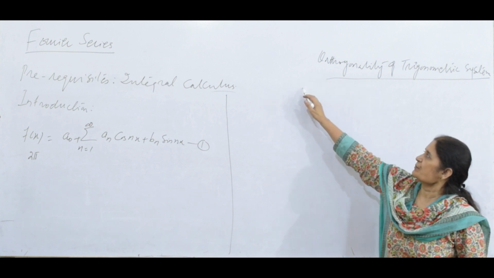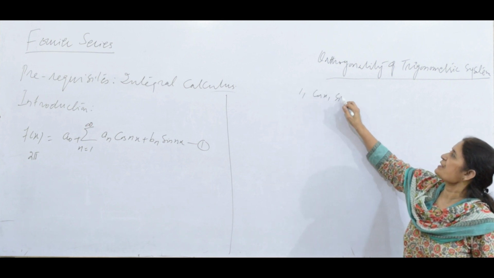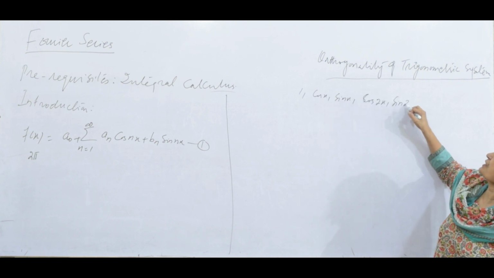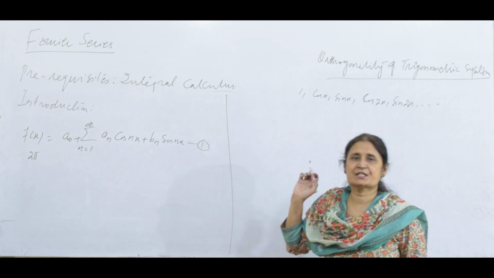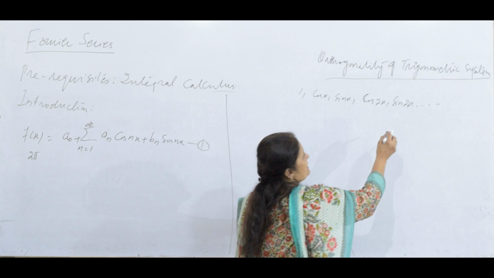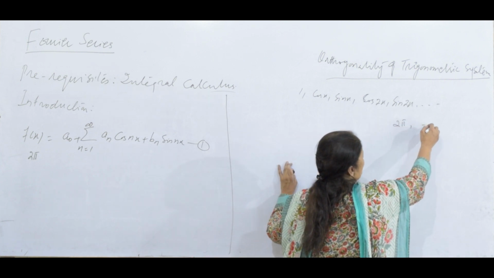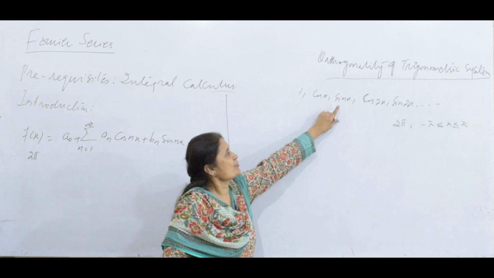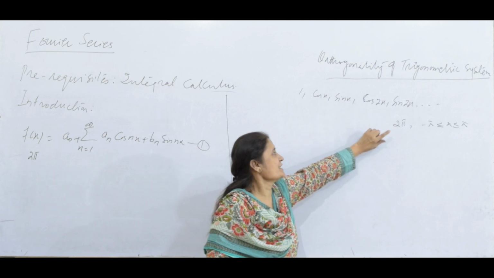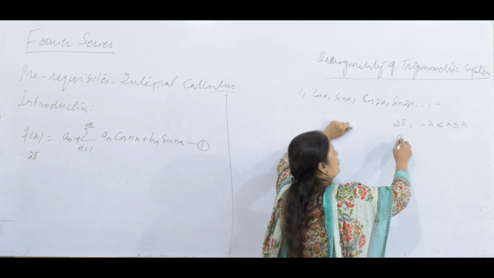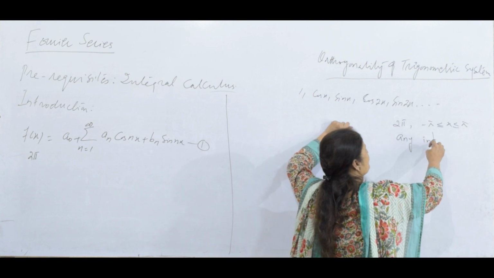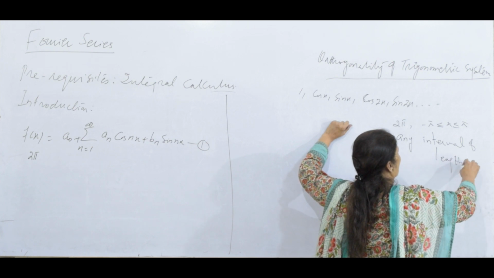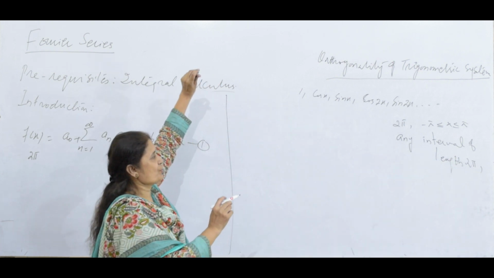So a trigonometric system, 1, cos x, sin x, cos 2x, sin 2x, and so on and so forth. This system is said to be orthogonal in the interval minus pi less than x less than pi, or any interval of length 2 pi. This system is said to be orthogonal.